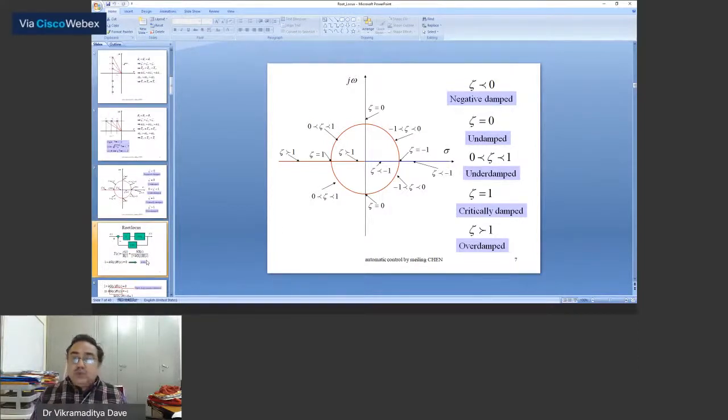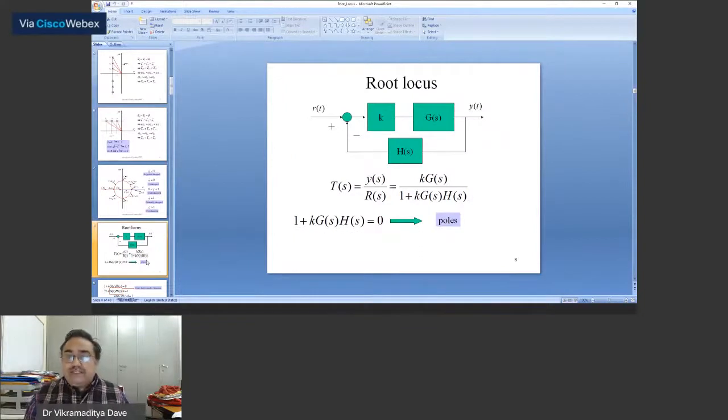Now comes the concept of the root locus. We have this type of system in general: a constant K, a forward transfer function G(s), and a feedback transfer function H(s). If I find its closed loop transfer function Y(s) over R(s), when you solve it, it comes out to be KG(s) upon 1 plus KG(s)H(s). If I equate the denominator expression to 0, I get the characteristic equation, and when I solve it, I get roots, which are known as the poles, as you have known right from the beginning of the class.